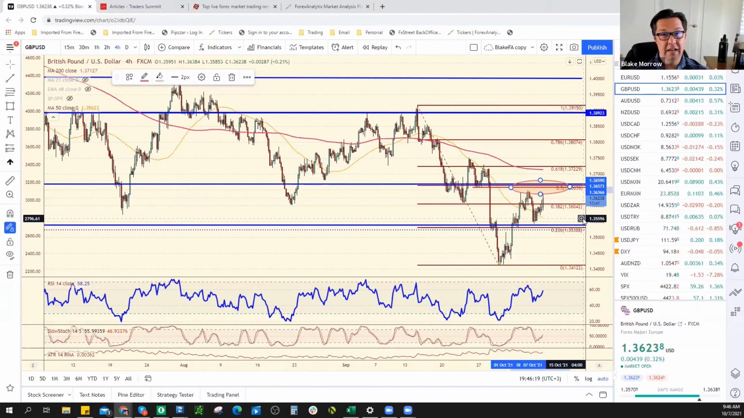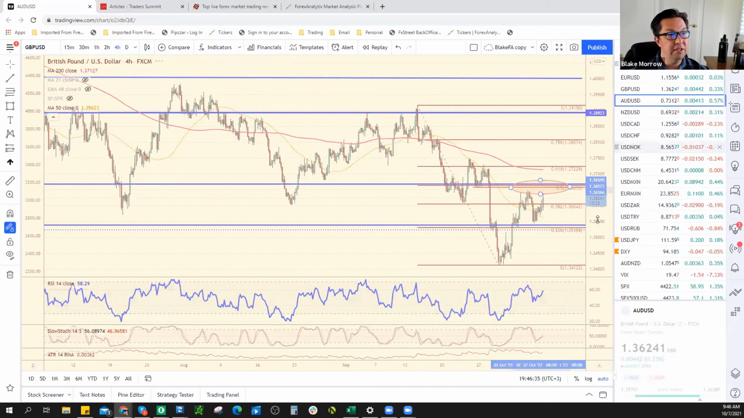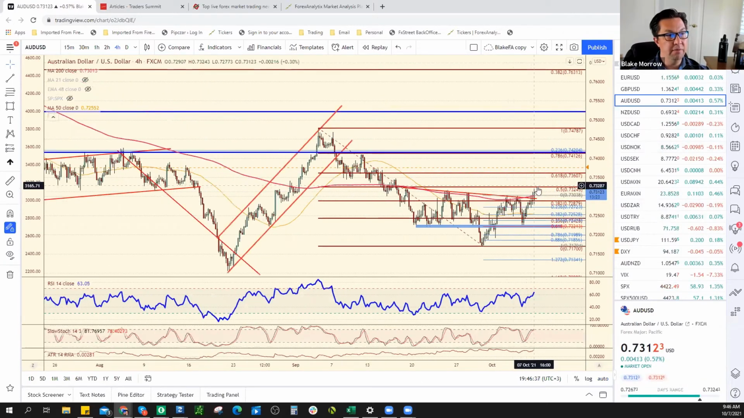Would I like it if the sterling squeezed? No, because I have euro sterling longs, but I think it's flirting with pretty good resistance. And Alan says Aussie has some strength, just a bit of a rise. Yeah, and same with the Aussie. If the Aussie gets above 73.25, that's going to be a big breakout, I think.